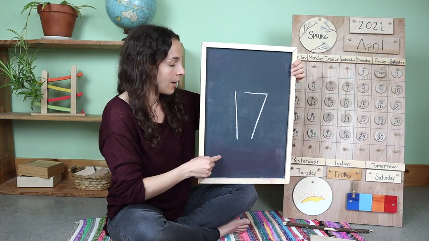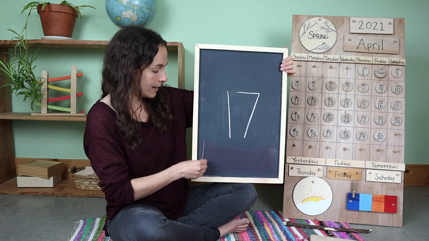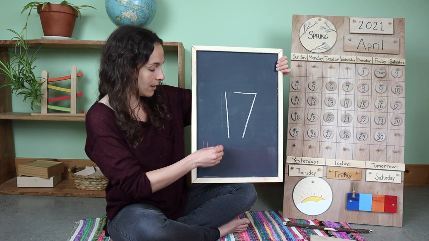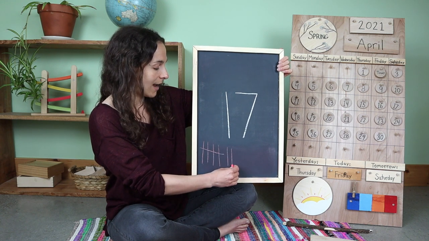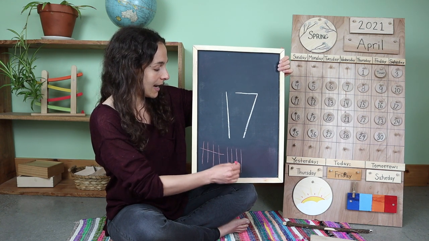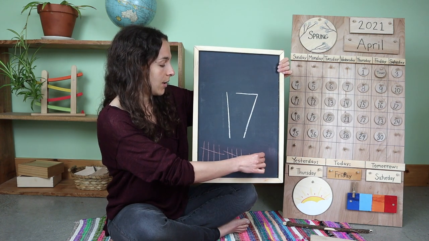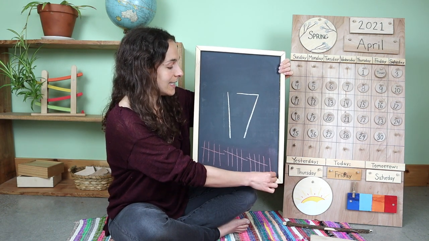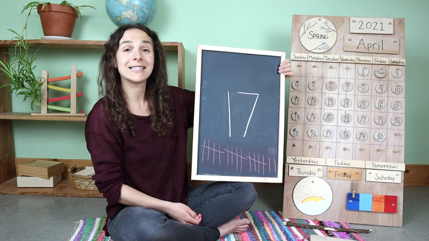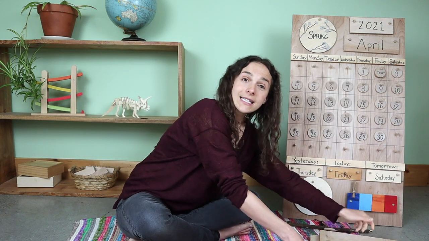Now it's time to count 17 tally marks together. And as I draw them on the bottom of the chalkboard, you can count with me. Are you ready? 1, 2, 3, 4, 5 goes across, 6, 7, 8, 9, 10 goes across, 11, 12, 13, 14, 15 goes across, 16, and one more makes 17. 17 tally marks.